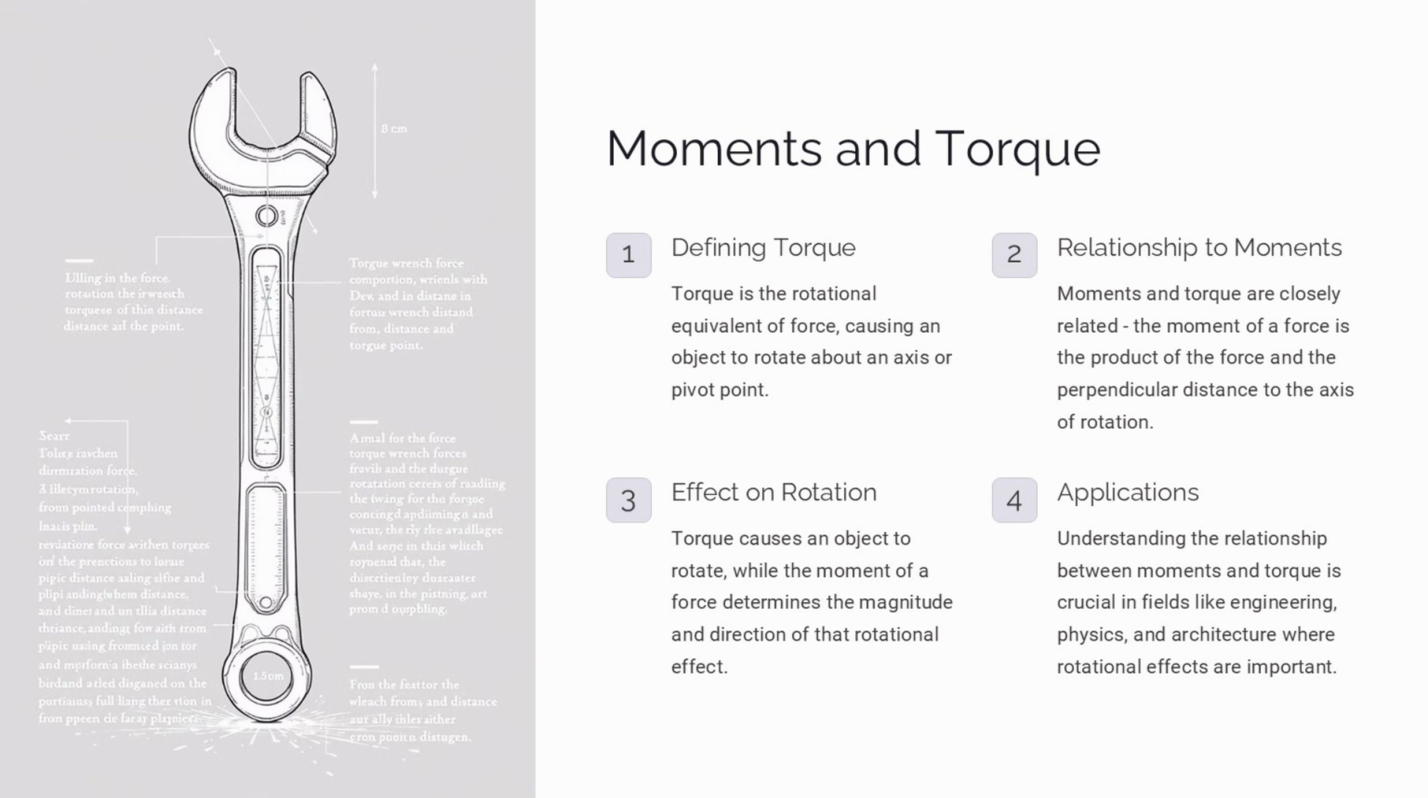Torque is the rotational equivalent of force, causing an object to rotate about an axis or pivot point. Moments and torque are closely related. The moment of a force is the product of the force and the perpendicular distance to the axis of rotation.